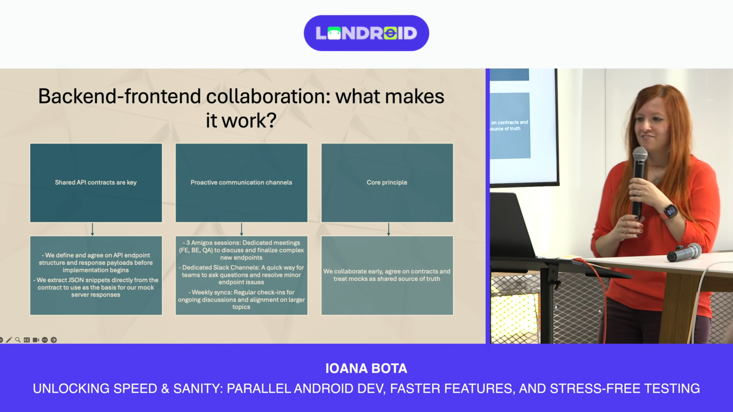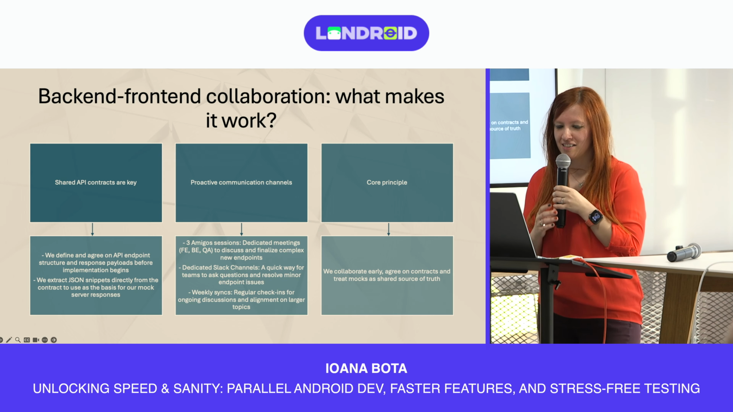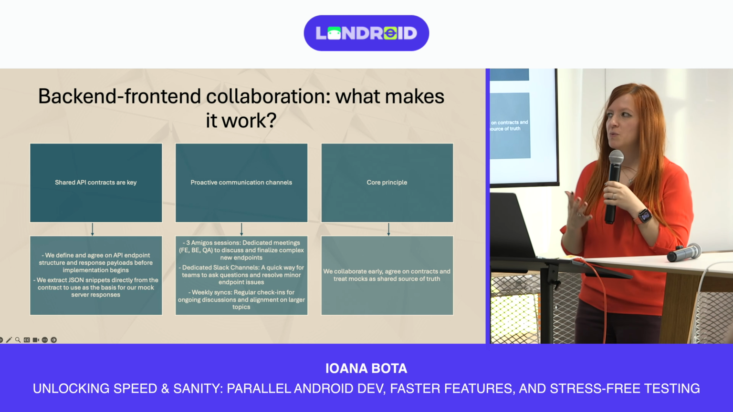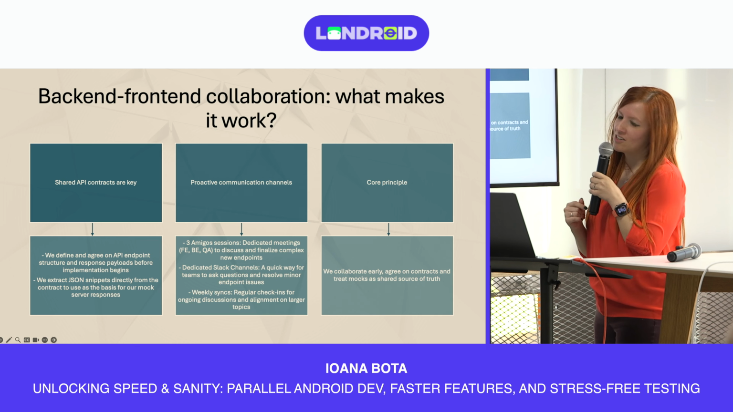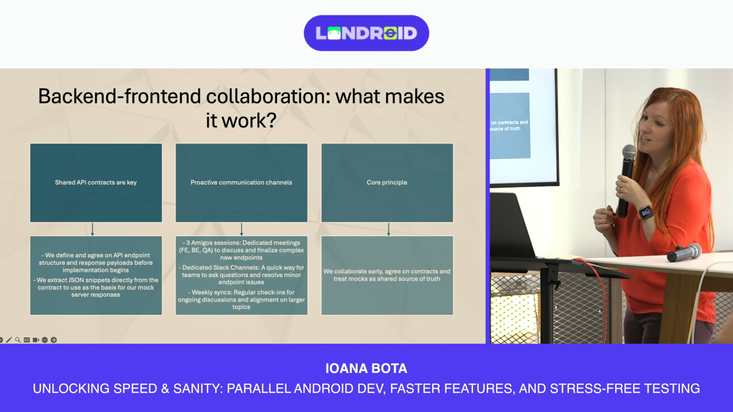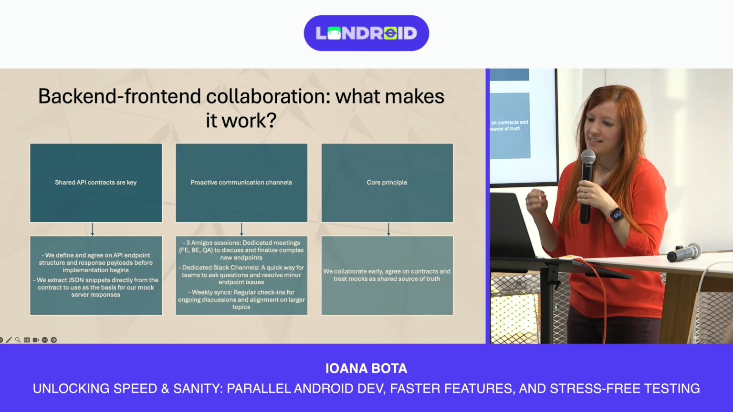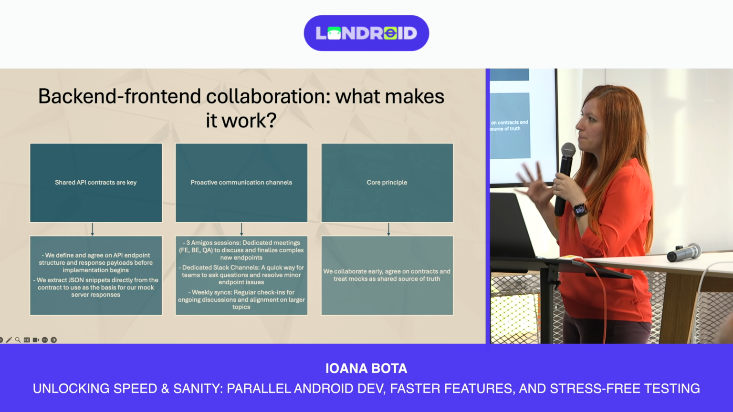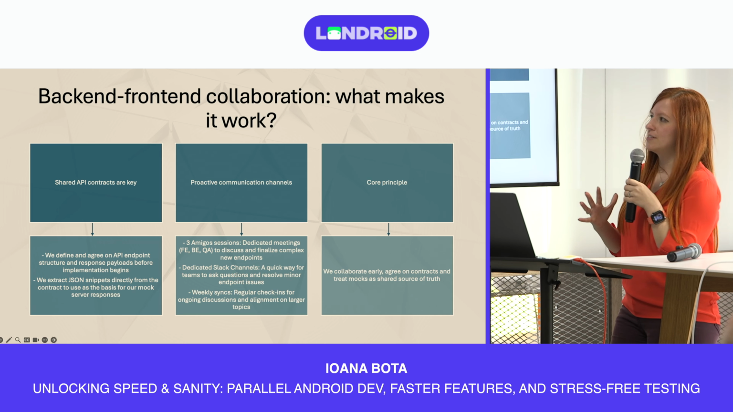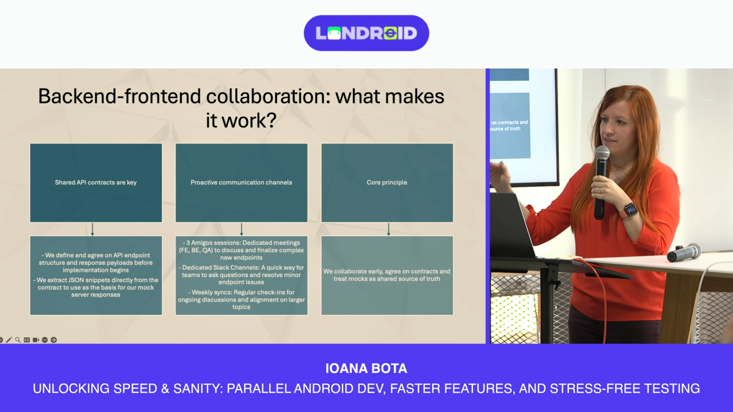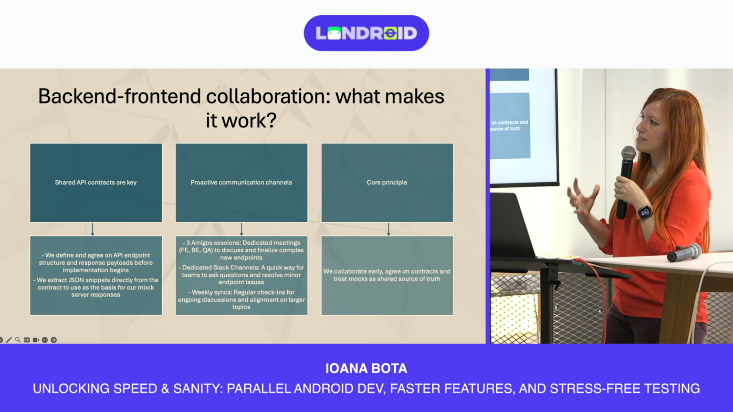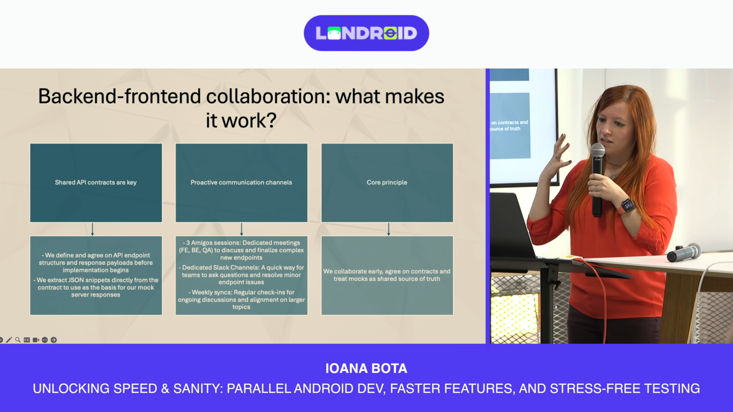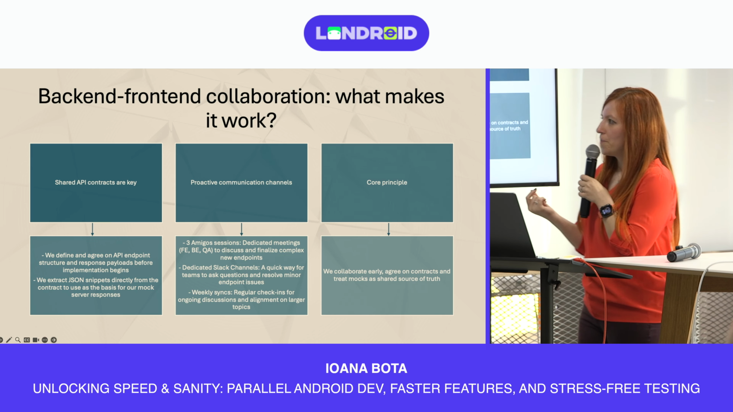So, back-end, front-end collaboration. I've been talking a little bit about it. So what makes it work? Well, as I said, we have shared API contracts, and that is the key. You need to define and agree on the API endpoints and structures before the implementation begins. Right there at the beginning, you need to have those meetings, those discussions, and agree on the final contracts, basically.